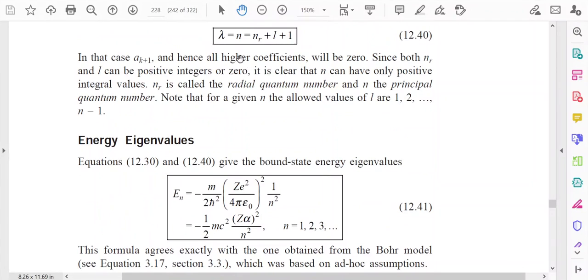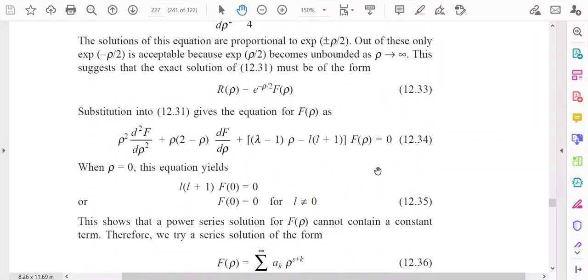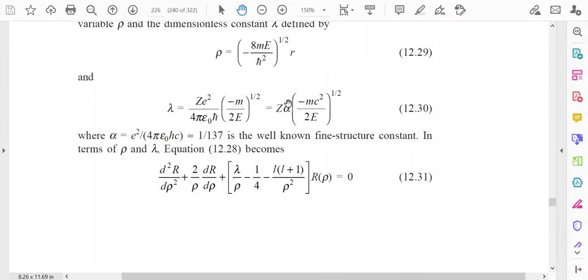Now if lambda is equal to n, then from the relation given in equation 12.30, you will understand it very clearly. We assumed a dimensionless constant lambda equal to this one, and now we have established that lambda is equal to small n. Now if we write n on the left hand side and this on the right hand side, in the right hand side there is an energy term, so we can estimate the energy value from this equation.